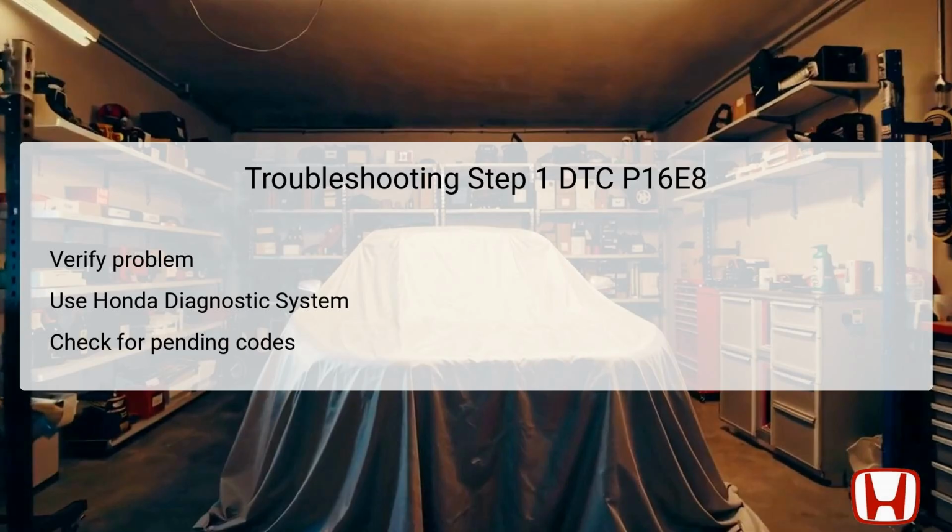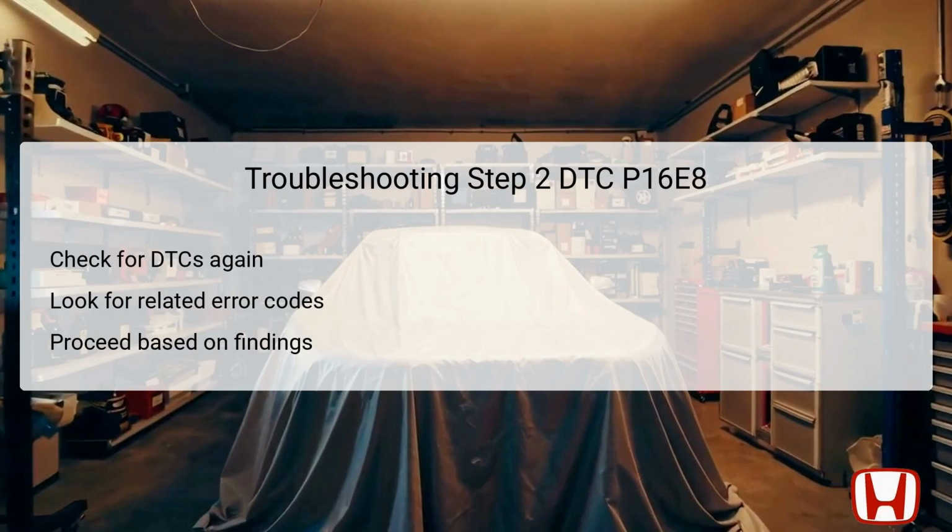If DTC P16E8 is indicated, then troubleshooting should continue. If not, there may be an intermittent failure, warranting a check for poor connections or loose terminals at both the shutter grille and the PCM. This protocol ensures a thorough initial assessment of the system's status.